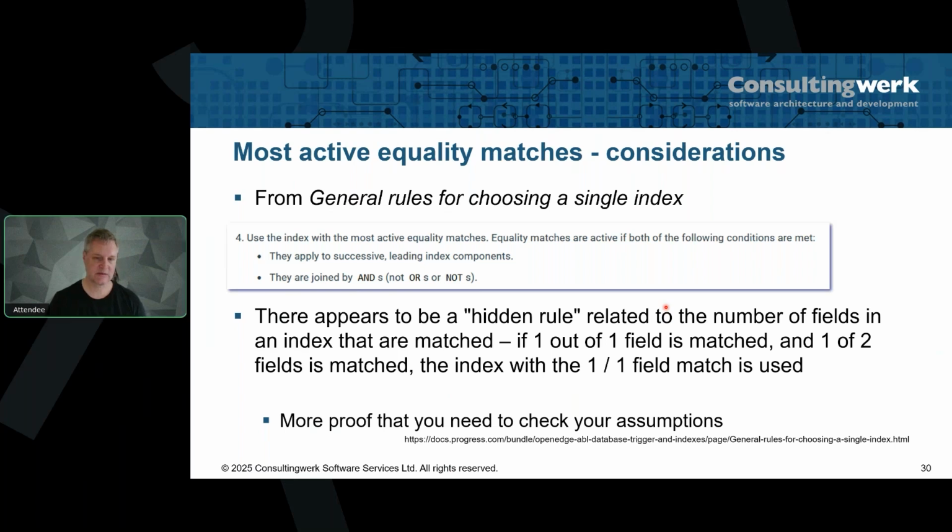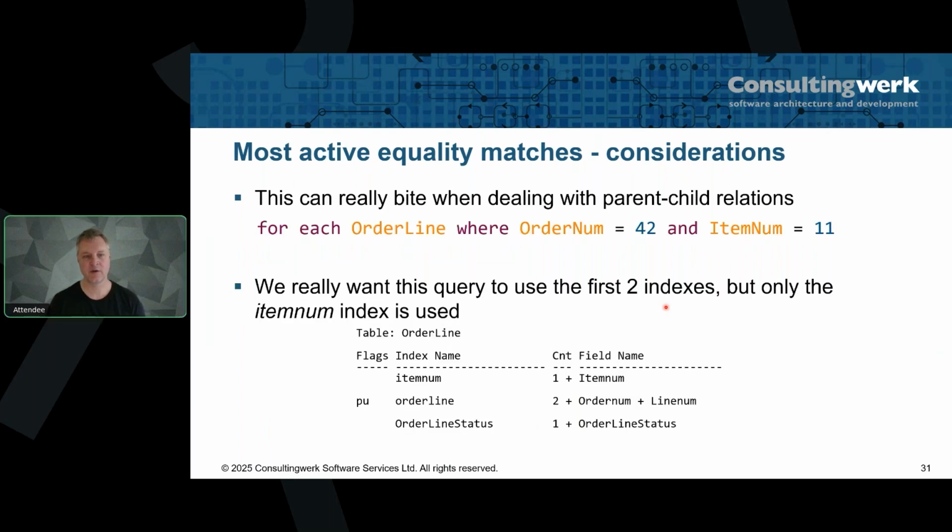And where this can play a role is if we have a query something like this, right? So this is a parent-child relation, right? This is a query that may get built for each order line of order, where order num is that and item num is that, right? So in this case, we really want to filter to return the number of records for that order, and then subsequently filter by item num, or we want to use two indexes for doing this. However, in this case, the item num index is used.